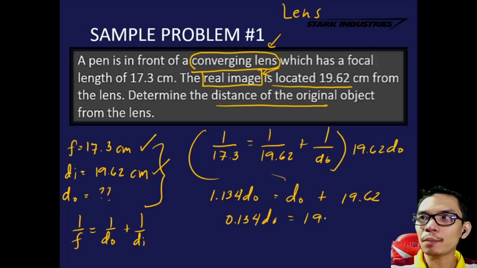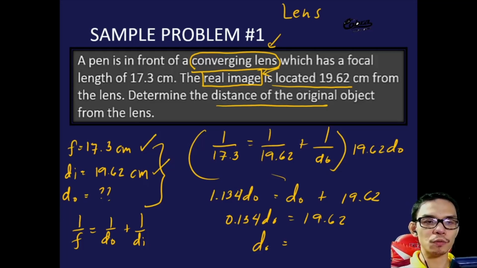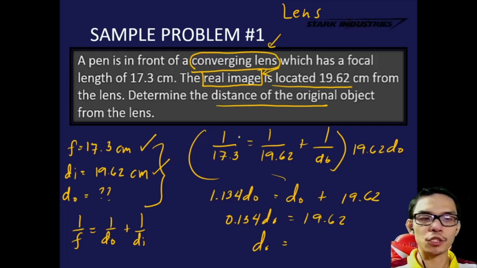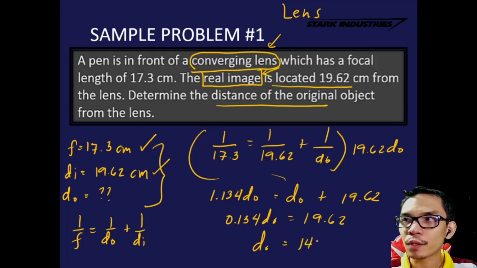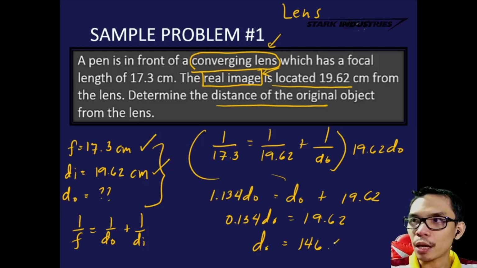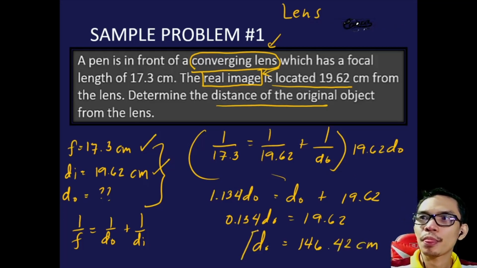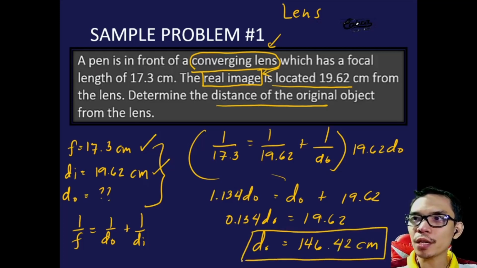Which is equal to 19.62. Then therefore, our d sub O should be 19.62 over 0.134. So the answer should be 146.42 centimeter. That is the distance of the object.